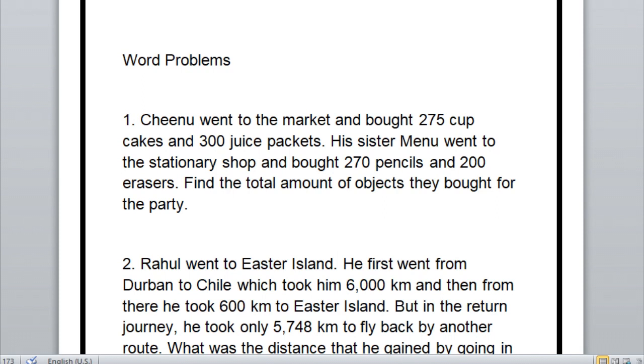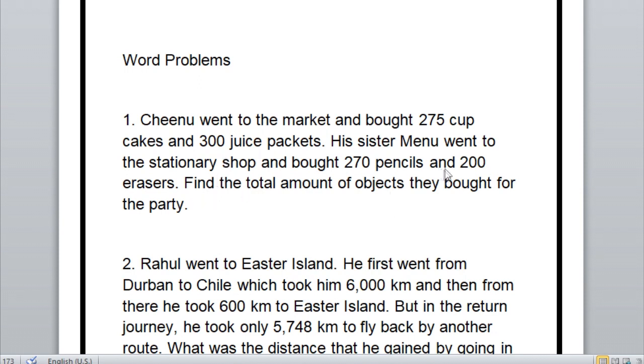First we have to add 300 and 275. But if anyone can do it mentally, you can do it. Or else I have another method for you guys. Here, how many ones are ending with 2 zeros? You can see here 300 juice packets of Chinu and 200 erasers of Menu. So what you do is, I have another trick in this.